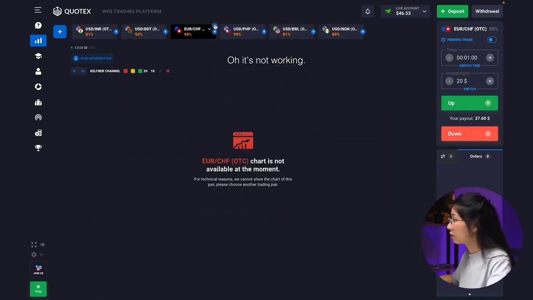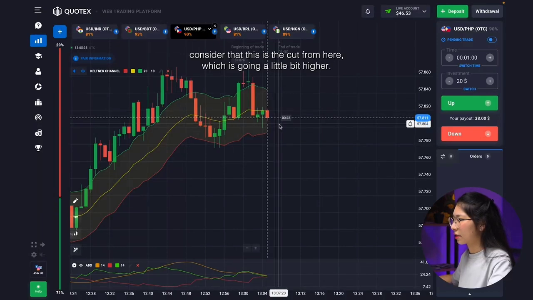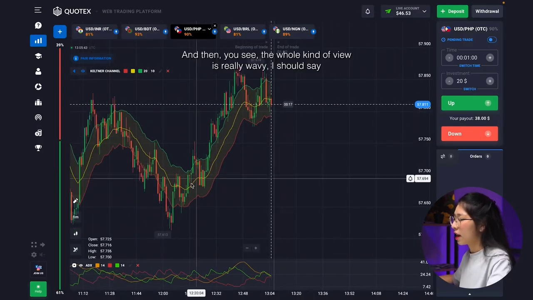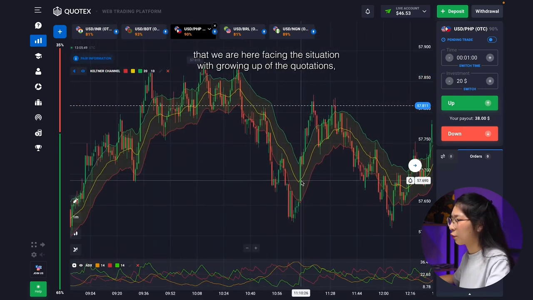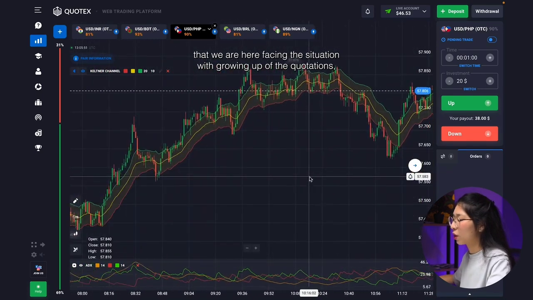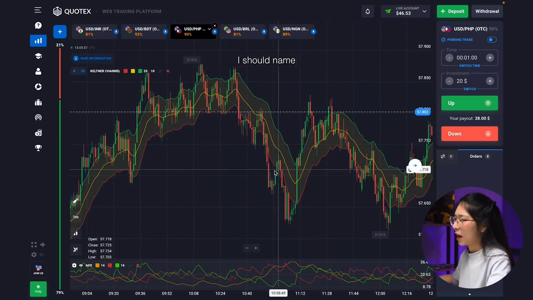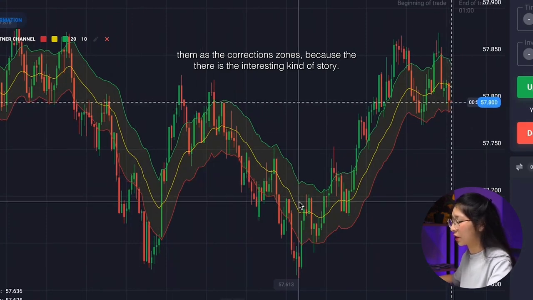Oh, it's not working, so let's delete this. Let's go to now. I can consider that this is a cut from here, which is going a little bit higher. And then you see the whole view is really wavy. I should say that we're facing a situation with growing quotations. There's some kind of correction. I should name it the correction zone, because there is an interesting story.